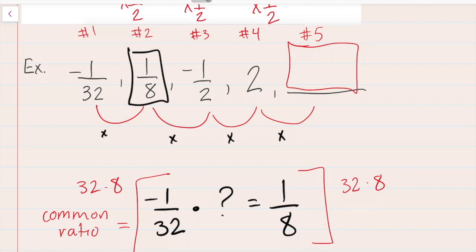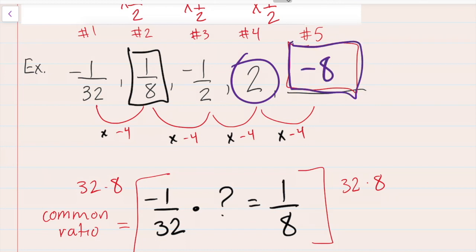We're multiplying everything by a negative 4 times a negative 4 times a negative 4 times a negative 4. So if we know what we are doing over and over, if this is term number 4, we want to get to term number 5. Well, what's 2 times negative 4? That will be a negative 8. And that's basically what you do for the homework.